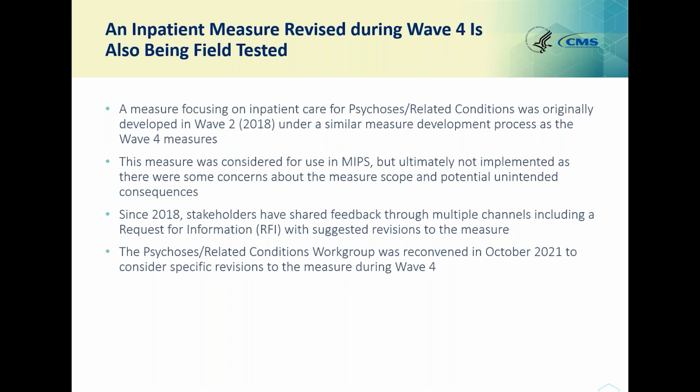As such, CMS had included a request for information in the 2020 Physician Fee Schedule proposed rule to gather further input on the measure. Since then, stakeholders have also shared additional feedback. Using all this information, we reconvened the Psychoses and Related Conditions Workgroup in October 2021 to consider a specific set of revisions to the measure. With this timing, it happened to align with the Wave 4 measures, which allowed it to go through field testing at the same time. Next slide, please.